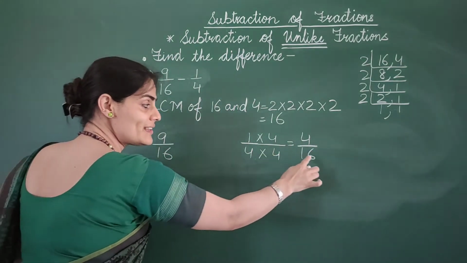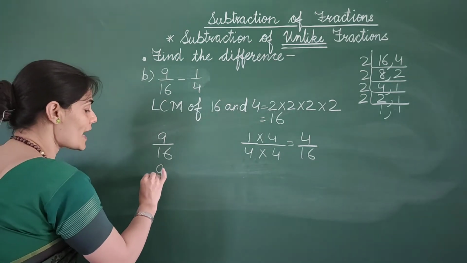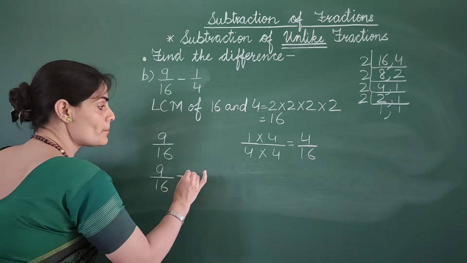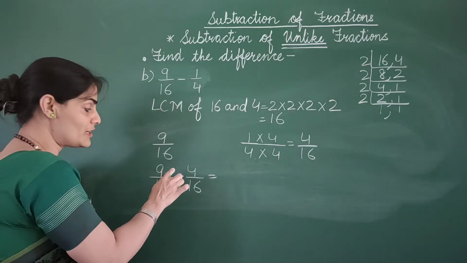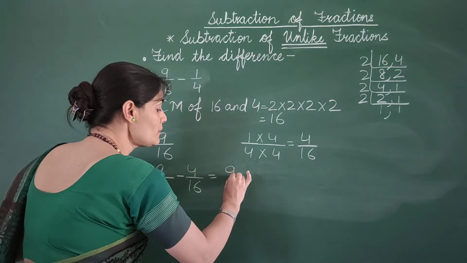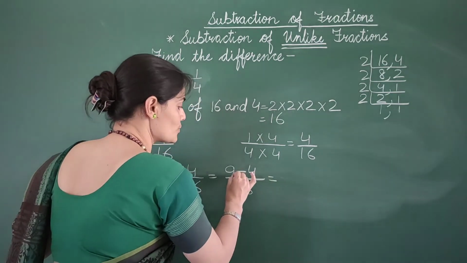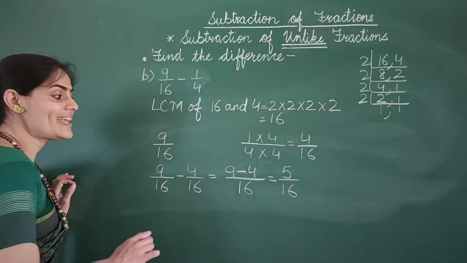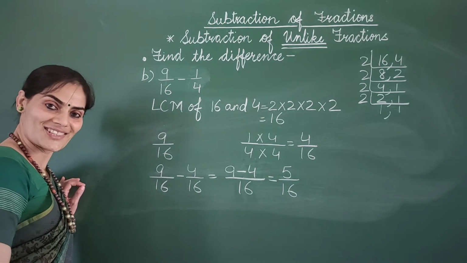So let's find the difference between these two like fractions. 9 upon 16 minus 4 upon 16 is equal to, we'll first find the difference between the numerators. 9 minus 4 upon 16 is equal to, 9 minus 4 is equal to 5 upon 16, which is the difference between these two fractions.